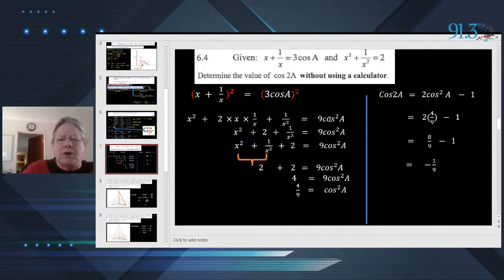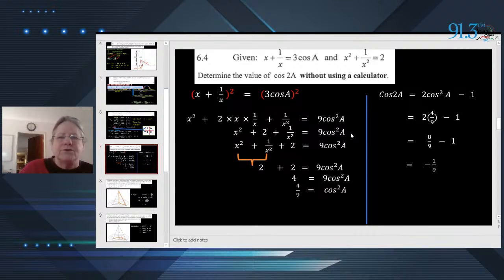So it's 9 cos squared A. See, this is plain algebra. So now we simplify this lot. So x squared plus, there's a 2 times, that x cancels with that x. So we end up with having 2 times 1, which is 2. So we will have x squared plus 2 plus 1 over x squared equals 9 cos squared A.